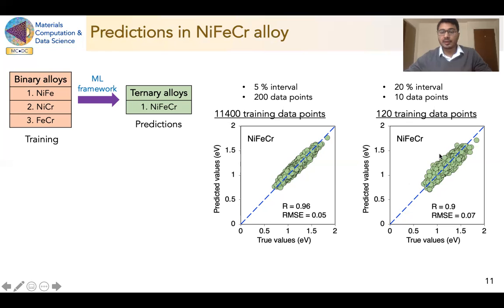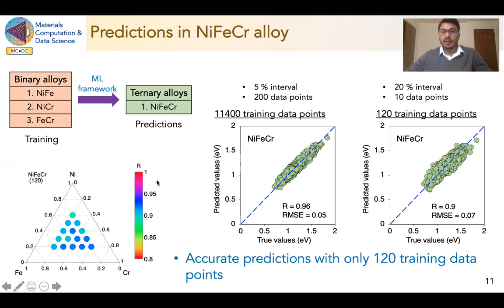Now, this is just one composition. We actually predicted the migration energies for 15 other compositions in nickel iron chromium. And this plot shows the ternary phase diagram, and we are showing the Pearson correlation coefficient values. And the important point again is only 120 data points are used for training of the model. And you can see that the R values are above 0.85 at least. Actually, they are close to 0.9. And I do not have space for the RMSE, but we know that the RMSE values are also below 0.1 eV. So the predictions are very accurate for the nickel iron chromium.